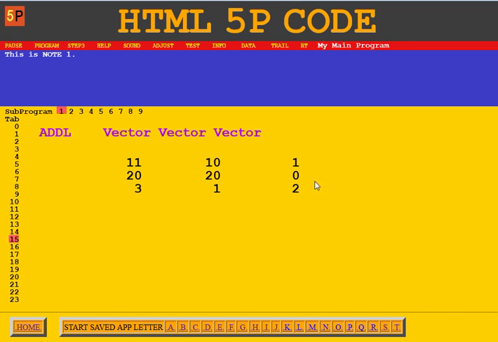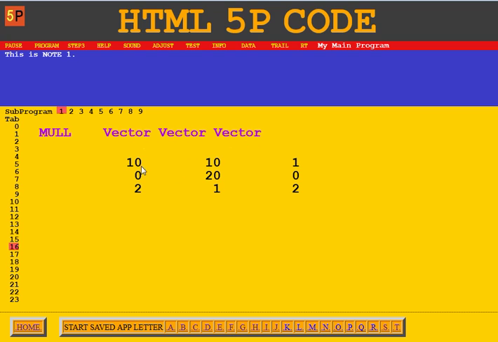Alright, this is add list, so this 1 is added to the 10, get 11. The 0 to 20, you get 20. 2 to 1, you get 3. Alright, this also comes in the multiplication. So, we go to the next one.